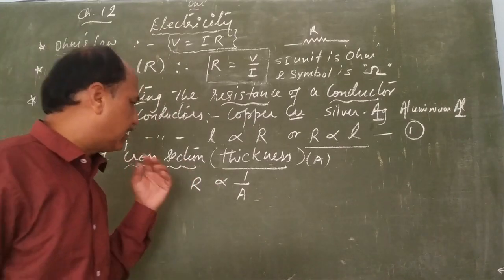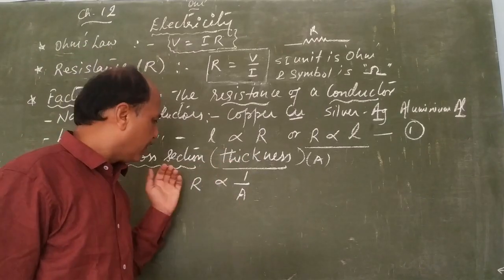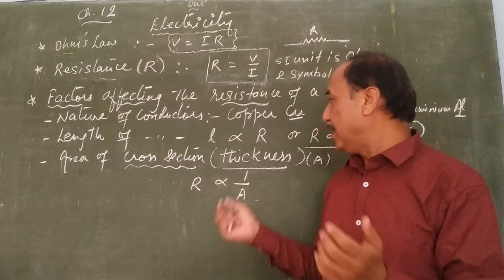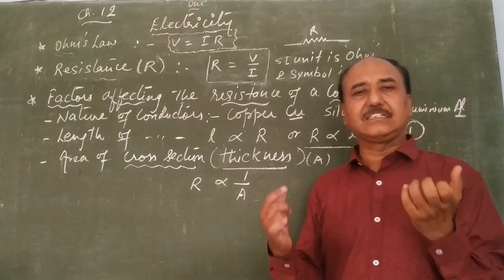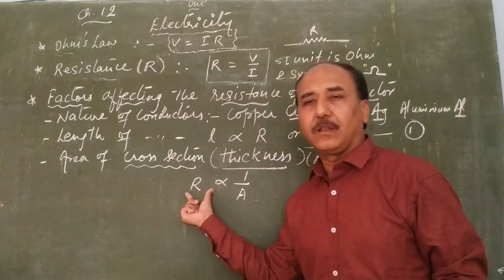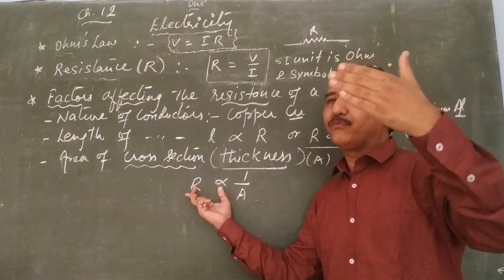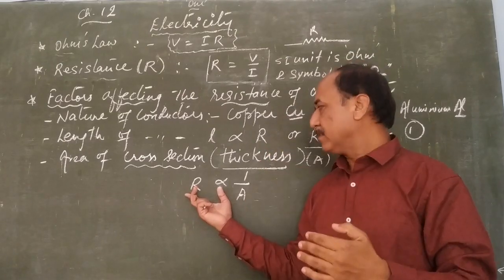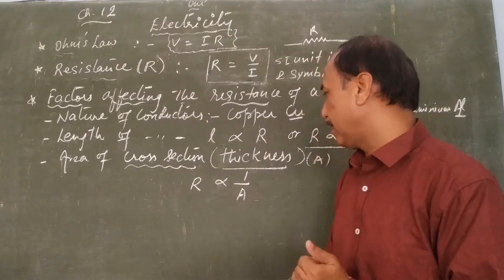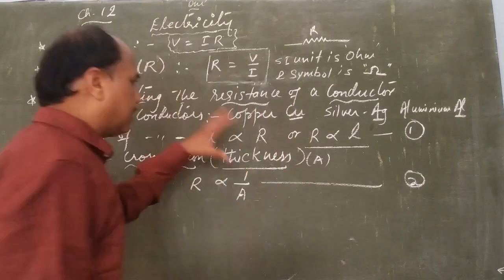That means there will be a frequent flow of current if our wire is thicker, if its area of cross section is more. If the area of cross section is less, or the wire is less thick, meaning thin, then more resistance will be offered by it. And more resistance means it opposes our flow of current. And if it is thicker, then the conductor offers less resistance. Now we will take this one as the second.